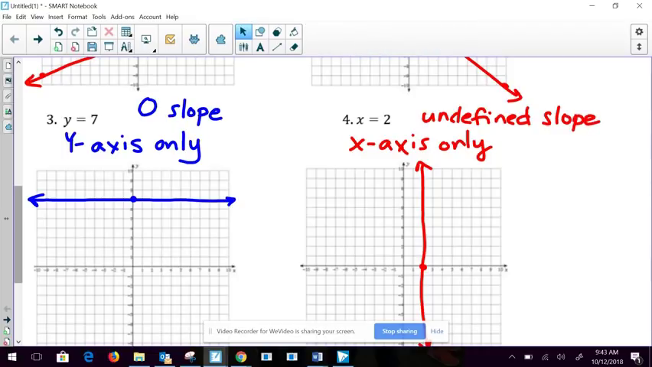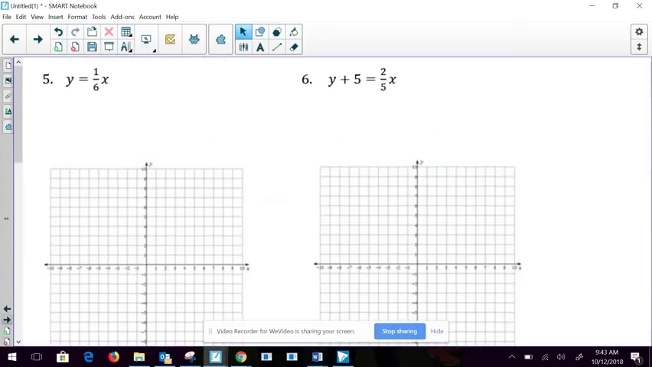All right, let's go ahead and look at our second page. Number 5 is another tricky one. And what makes this one so hard is we don't have a y-intercept. So sometimes we lose sight and we're not quite sure where to start.